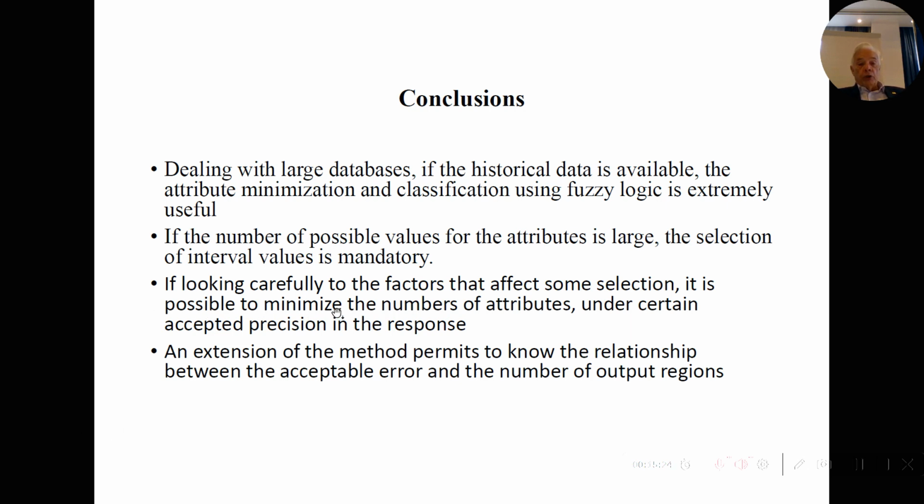And if looking carefully at the factors that affect the selection, it is possible to minimize the number of attributes under a certain acceptable precision in the response. That has not been demonstrated here, but in other works, even my works, it has been demonstrated numerically how you can get the errors and what is the necessary precision for obtaining some result. An extension of the method permits knowing the relationship between acceptable error and the number of output regions.